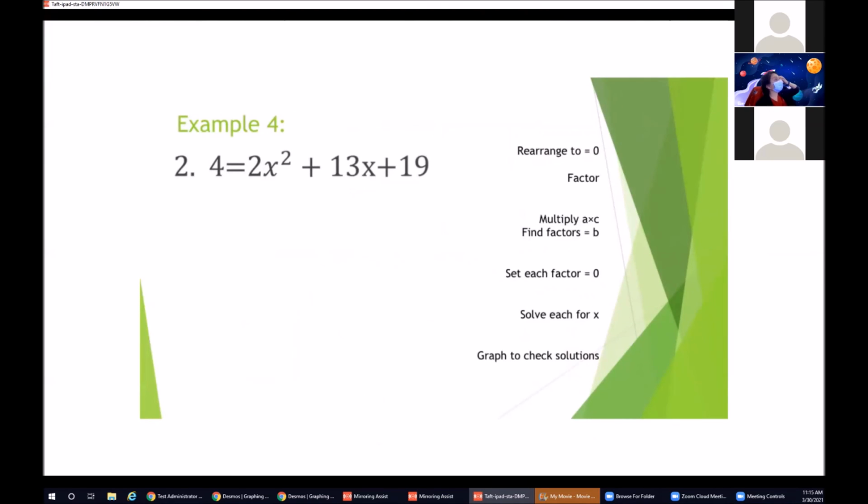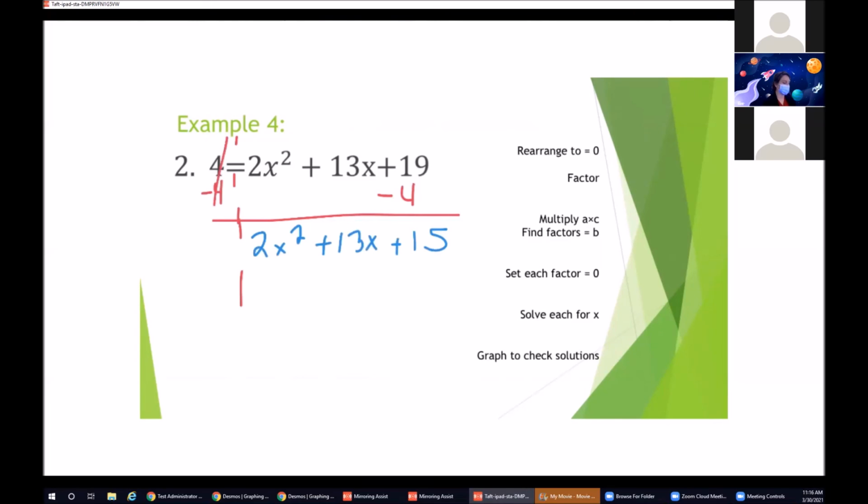Okay, one last example here. Let's go ahead and rearrange this one. So what are we going to move to the other side? The 4, and the 4 is a constant, so who can we attach it to on the other side? The 19. So we're going to subtract 4 over and take it over to the 19 since they're both constants. And we get 2x squared plus 13x plus 15.